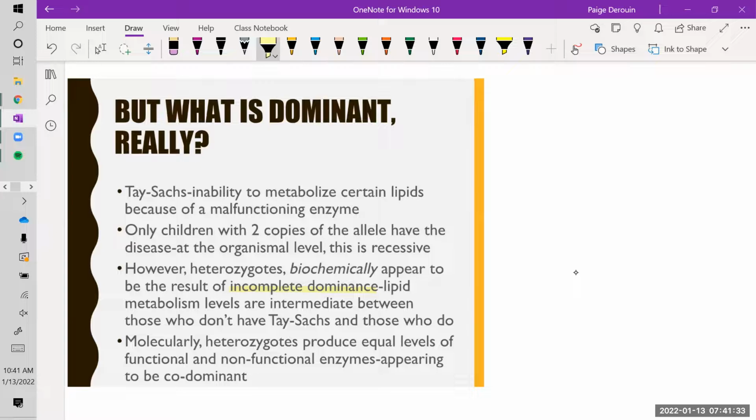If you look at their molecules, the heterozygous people are producing half functional enzymes and half non-functional enzymes. So what it looks like then, if you look at the molecules, is codominance. Because you're like, oh, it's a mixture, half are this and half are that, so codominance. So this is just to say that genetics is not as clear cut as probably you learned freshman year, where it was like, this is this, hooray, done.